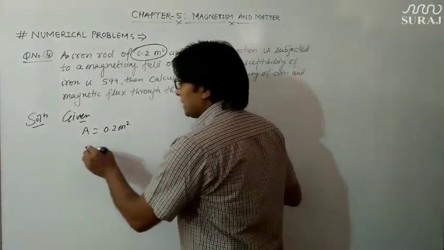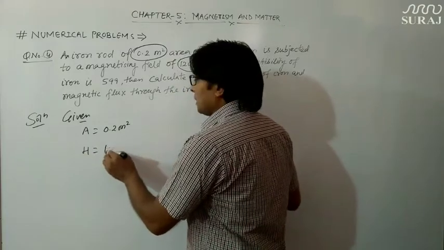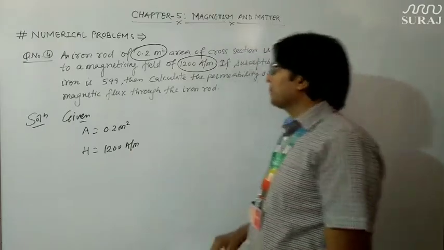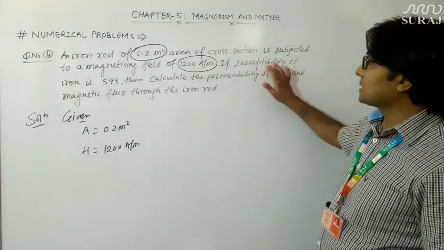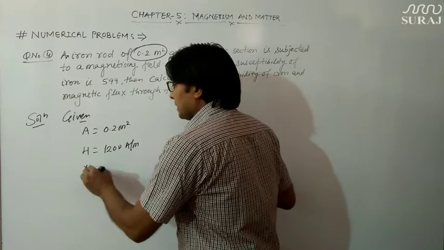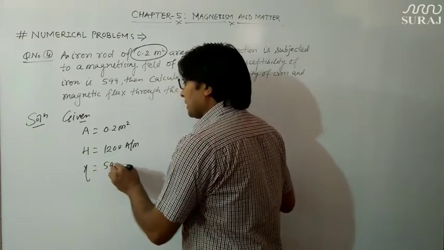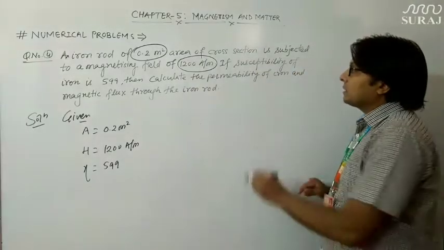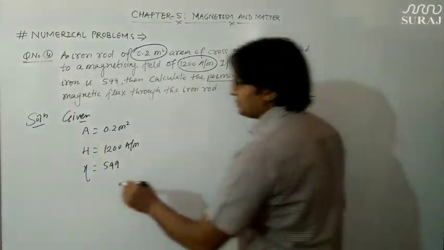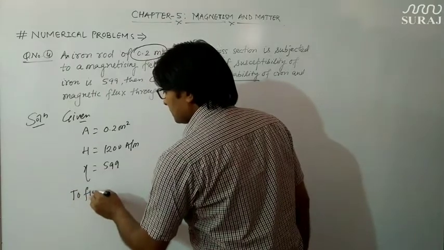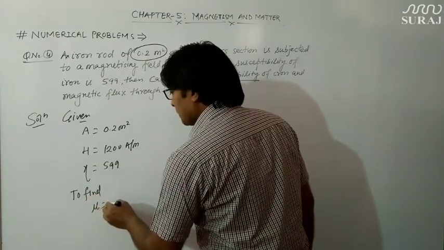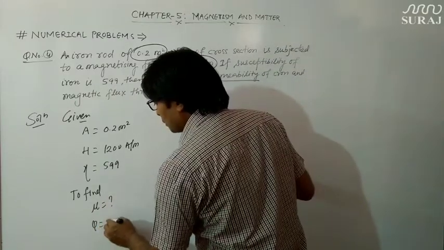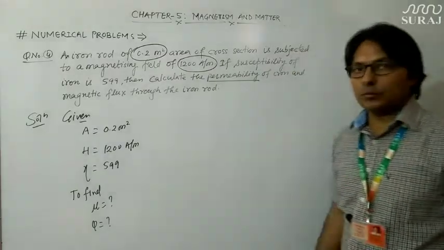So H is given as 1200 ampere per meter. One more thing is given, susceptibility is denoted by Xi, and it is given as 599 for the iron rod. So we have to calculate the permeability of iron, that is mu, first thing is mu for iron, and the other thing is magnetic flux passing through the rod. So these two parameters we have to find out.